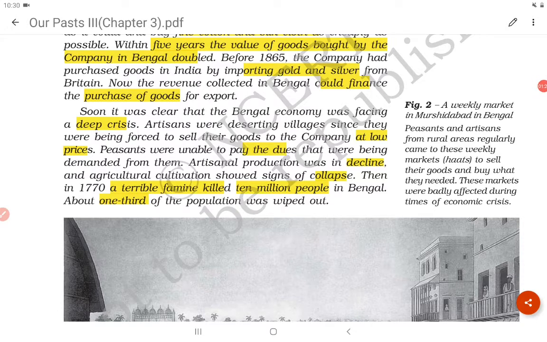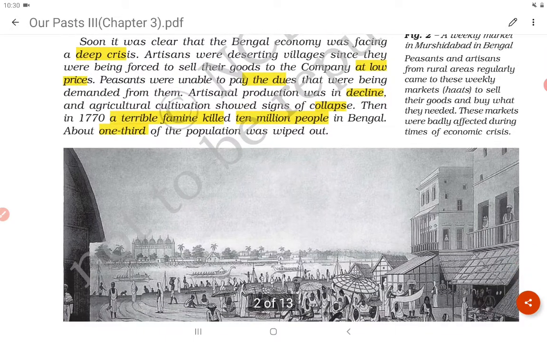Soon it was clear that the Bengal economy was facing a deep crisis. Artisanal production was in decline and agricultural cultivation showed signs of collapse. Then in 1770, a terrible famine killed 10 million people in Bengal. About one third of the population was wiped out.